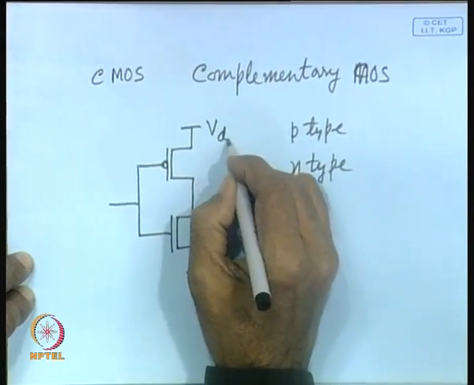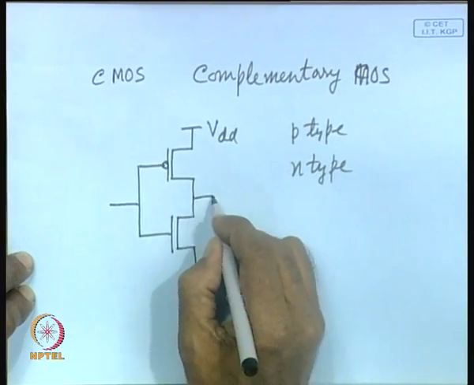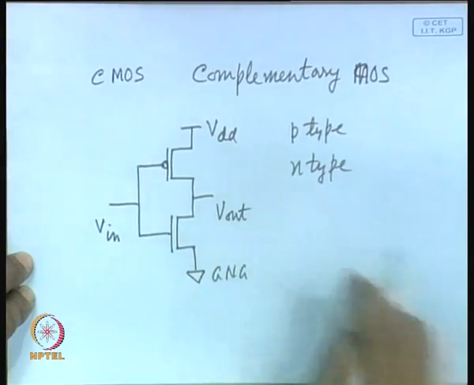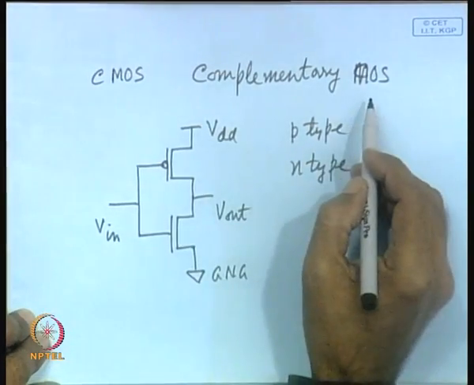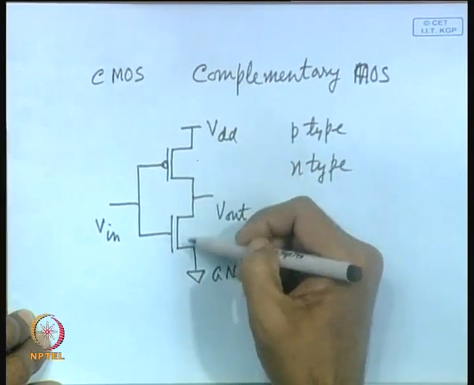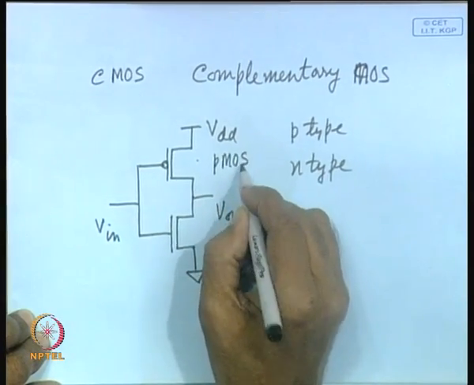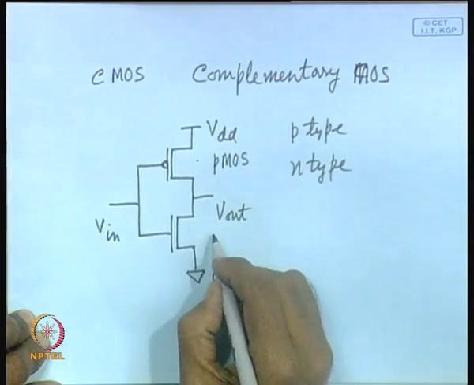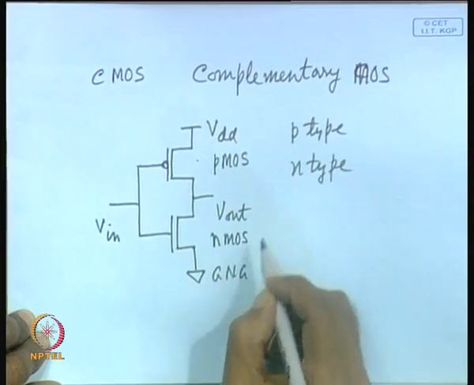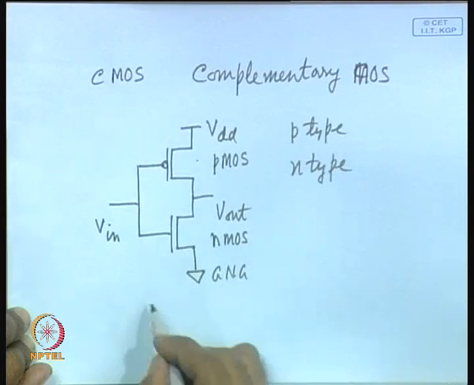So, here you will apply VDD, here you will apply ground, and then you will apply the input here, you will take the output from here. So, you can see a complementary MOS circuit requires 2 types of transistor, two complementary types of transistor. One is PMOS, which acts as pull up network, and the NMOS transistor will act as pull down network. So, here it is a very simplified form of circuit, that is your inverter.